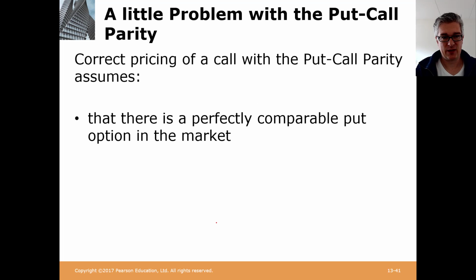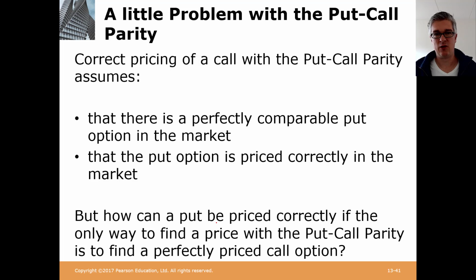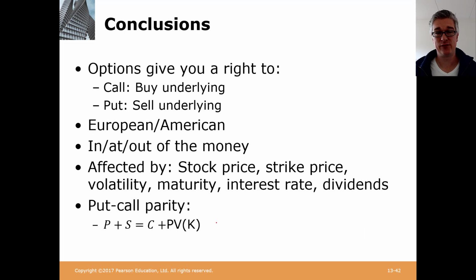Of course, this pricing of a call or a put with put call parity assumes that there is a perfectly comparable put option in the market and that this put option is priced correctly in the market. But then you will of course ask me, how can we make sure that this put option is priced correctly if the only way to find it is through the put call parity? So is there no other way to price puts and calls besides this? And to that I will say yes, but you'll have to wait 1 more week before we discuss it when we talk about the binomial model and Black-Scholes.